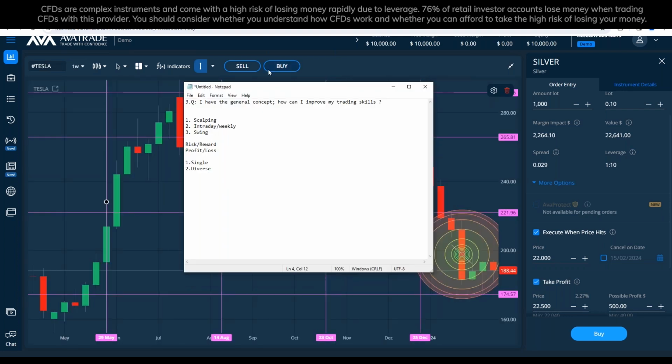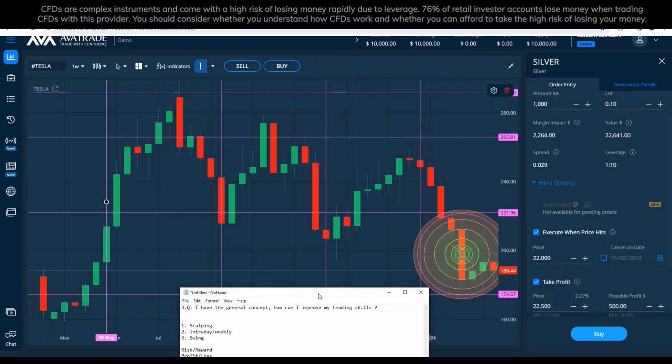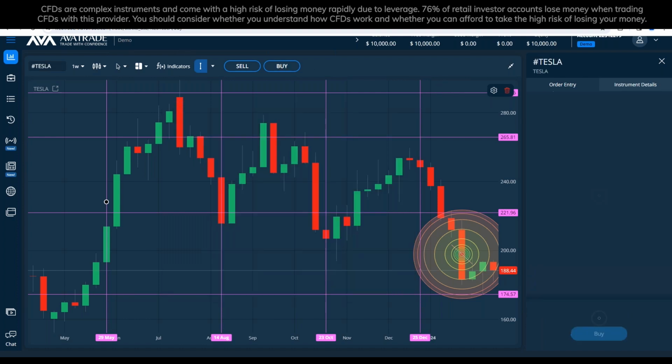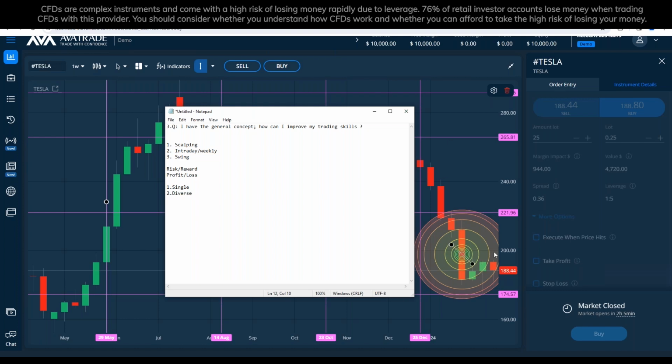Now, how is this any help to improve the skills? Because once you have the general idea, whether it's single or diverse, it doesn't really matter. Once you have something that works systematically, from there you can either multiply or you can evolve. Let's suppose that I have Tesla going well and I'm making whatever money I'm making. Great, I can improve. I can take maybe another asset. I can maybe increase my lot size with Tesla. I can do many things. Or I can stay with it and go trade something else.